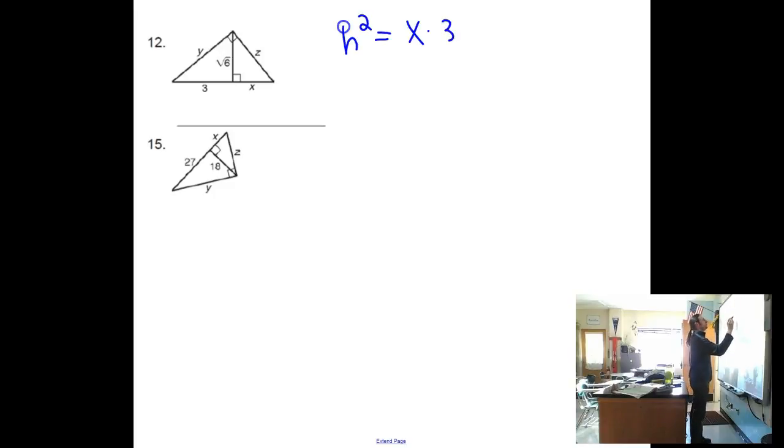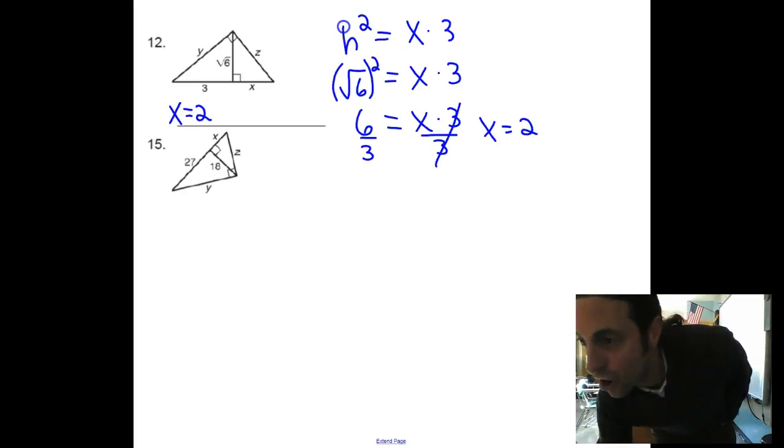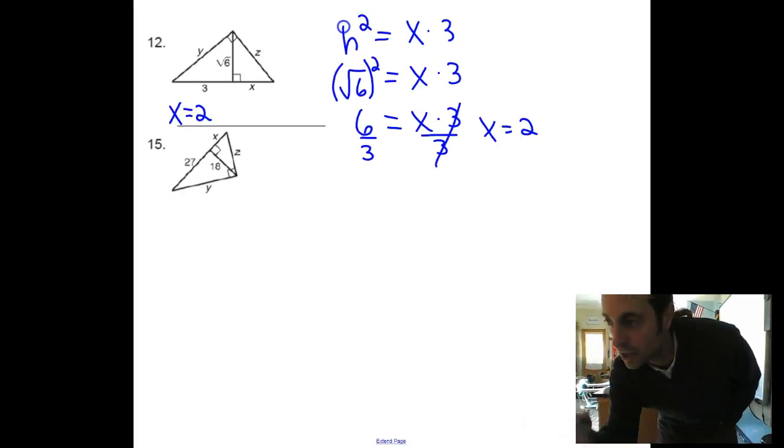These two. So this is the square root of 6 squared equals x times 3. Square root of 6 times the square root of 6, that's 6 equals x times 3. I can divide by 3, and I get x is equal to 2. The reason that is so helpful, x equals 2, is now I have enough information to go around the rest of the triangle and figure out the missing sides.